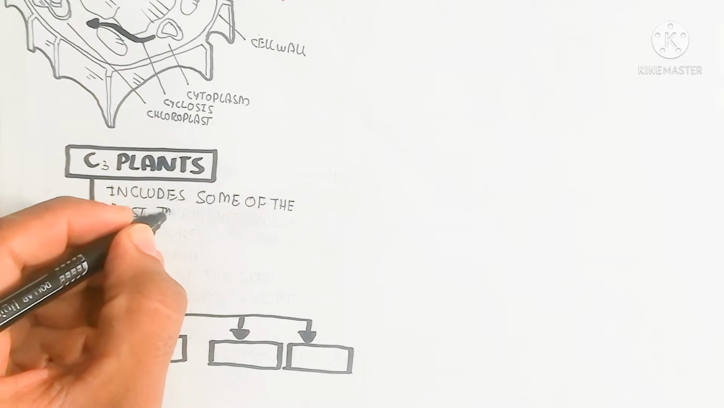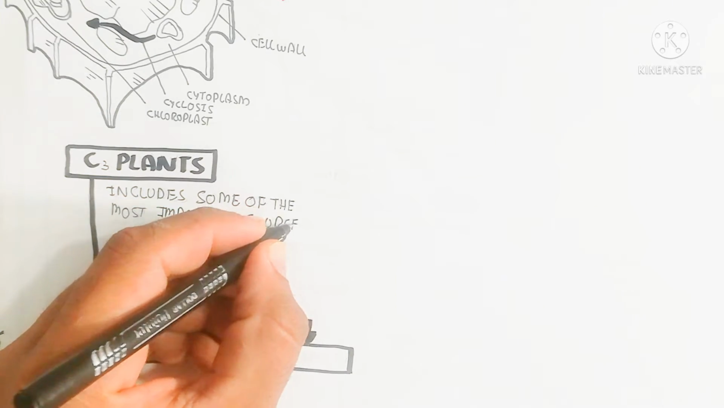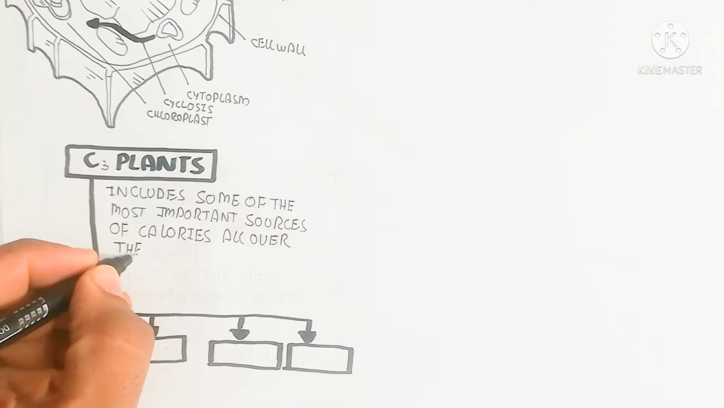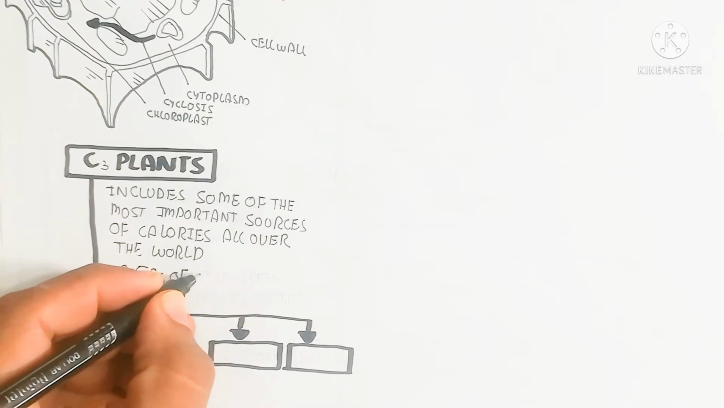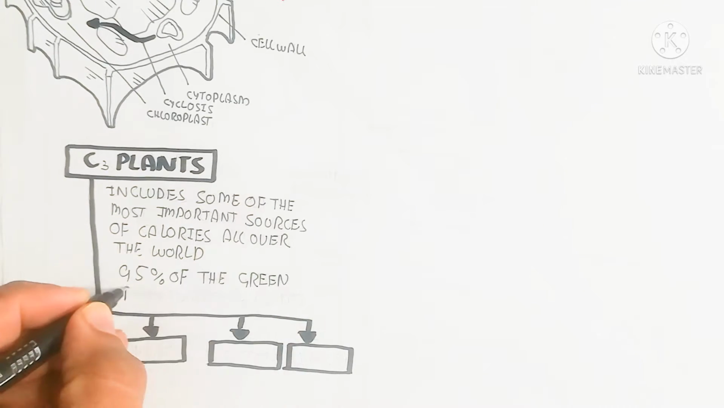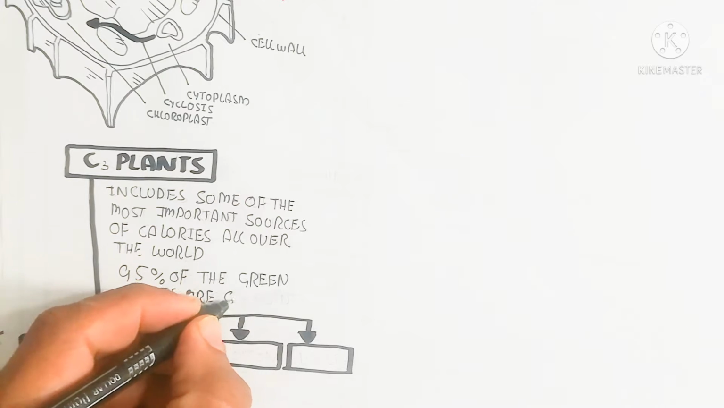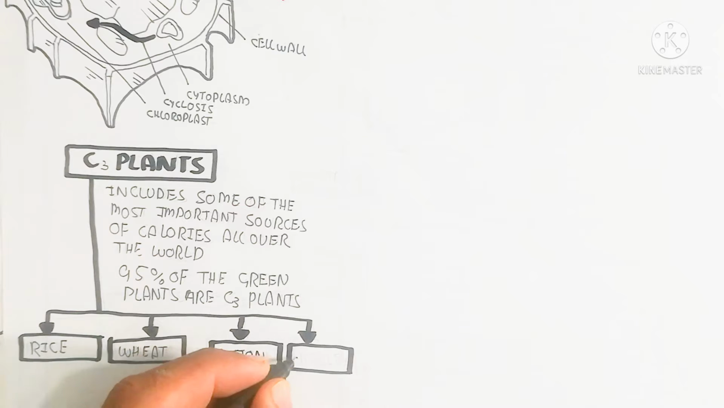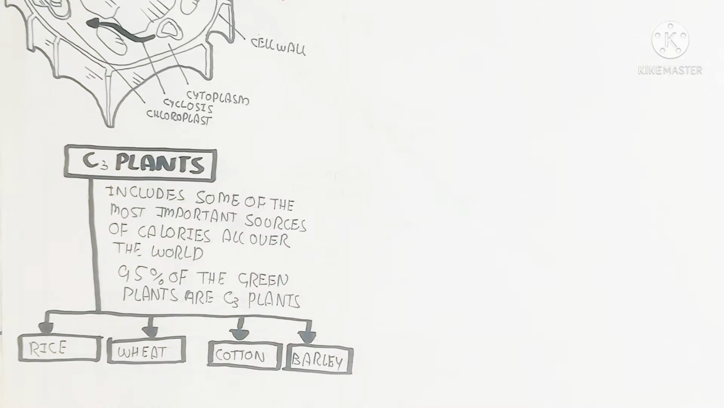So yes, C3 plants are very important with regard to the Calvin cycle because they include some of the most important sources of calories all over the world. 95% of green plants are C3 plants. In this way, 3 molecules of carbon dioxide will be fixed in the Calvin cycle we will discuss. For example, rice, wheat, cotton and barley.